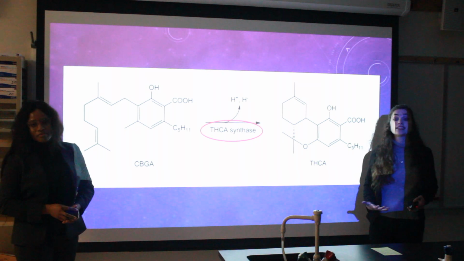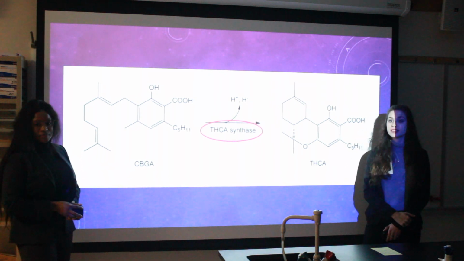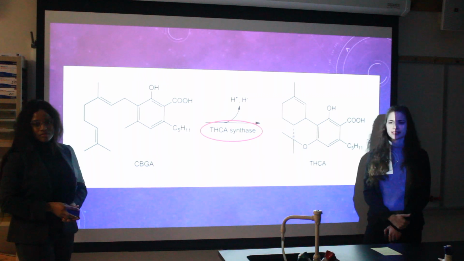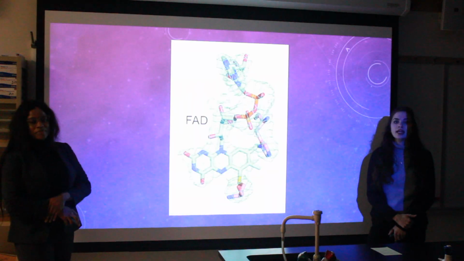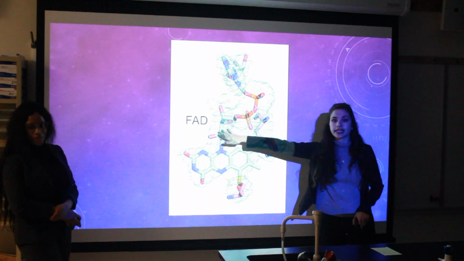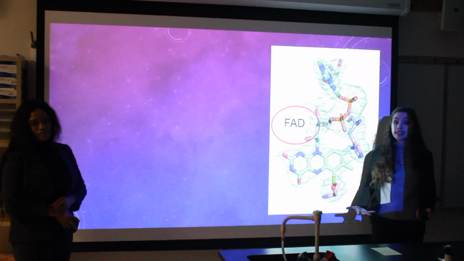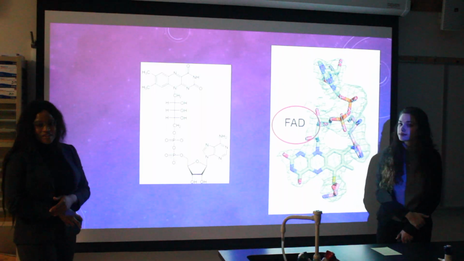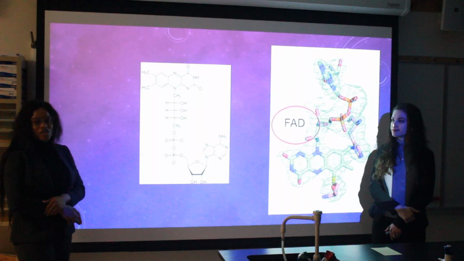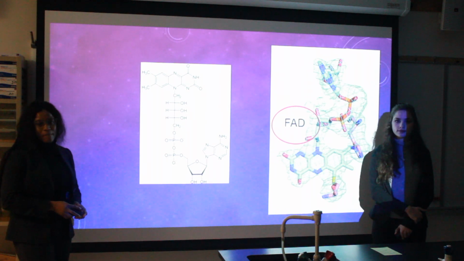Now, THCA synthase catalyzes the oxidative cyclization of the monoterpene moiety of CBGA. But how does it do this? This enzyme catalyzes the reaction primarily via a flavin binding site. Shown here is a stereo view for the tertiary structure of THCA synthase. The FAD cofactor, flavin adenine dinucleotide residue, sits in the binding site of this enzyme.